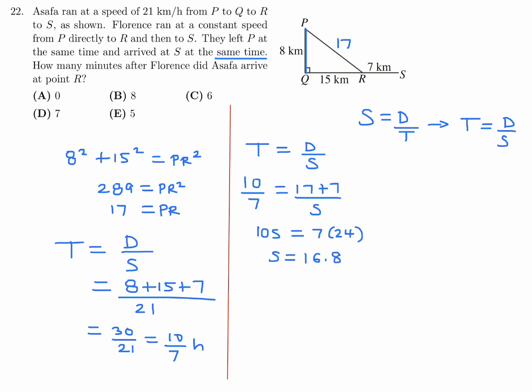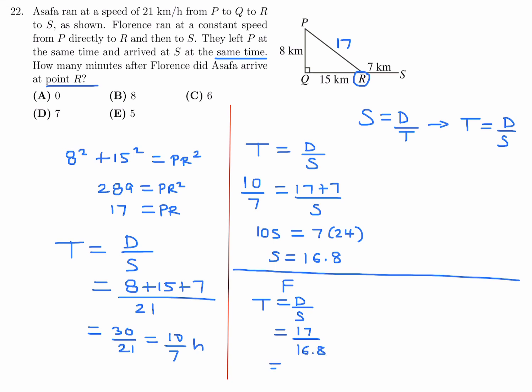All right? So now we get to the heart of the question, which is figuring out the amount of time that it takes for both of them to go to R, only to R, right here. So let's first talk about Florence. Time is equal to distance over speed. Her distance from P to R is just 17, and her speed we just figured out was 16.8. So that is approximately 1, but I'm converting it to minutes by multiplying by 60. And I get approximately 60.7 minutes.